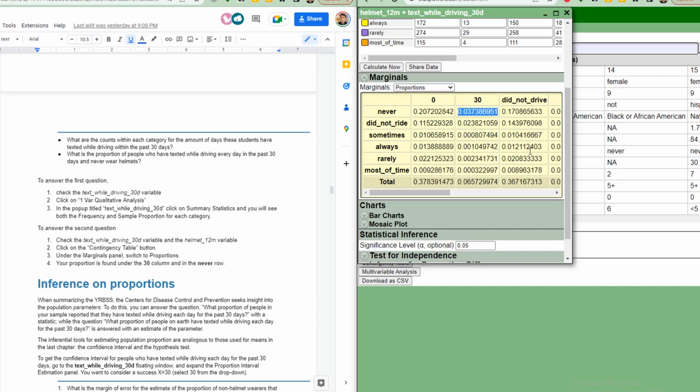Out of this sample, 3.7% of the people never wear helmets and basically text while driving all the time. 3.7% of youth. So watch out. All right.